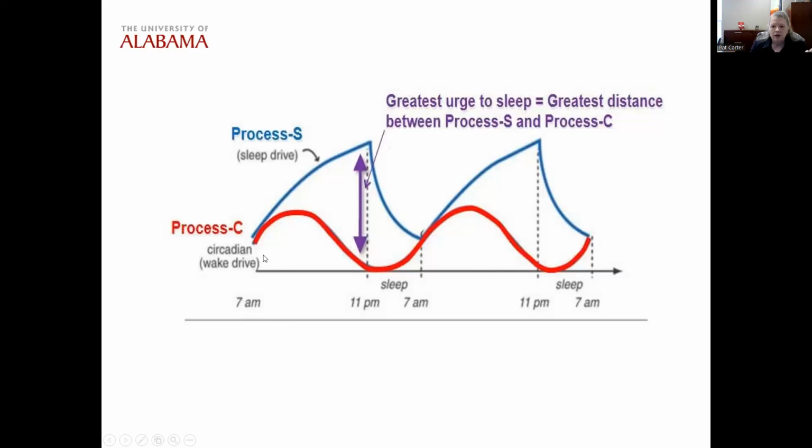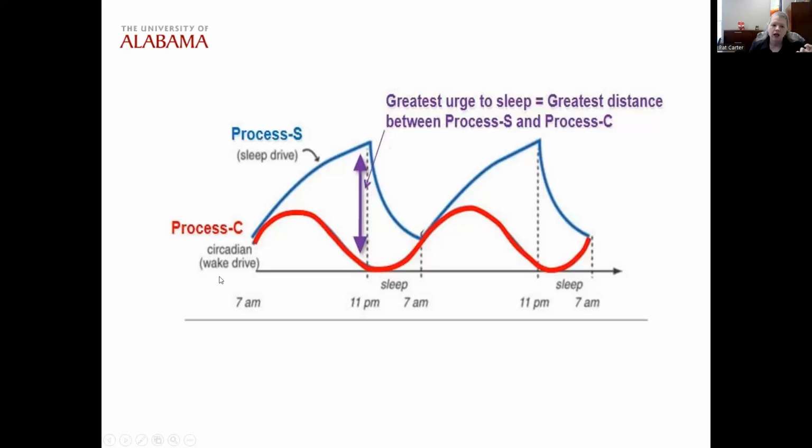Process C, on the other hand, is your circadian rhythm. So your circadian rhythm, rather than being driven by how well you slept in the last 24 hours, really doesn't care. Your circadian rhythm is driven by hormones, and your hormones are triggered by the amount of light that you receive through your eyes to your suprachiasmatic nucleus, which cuts on or cuts off your melatonin, in a simple description.